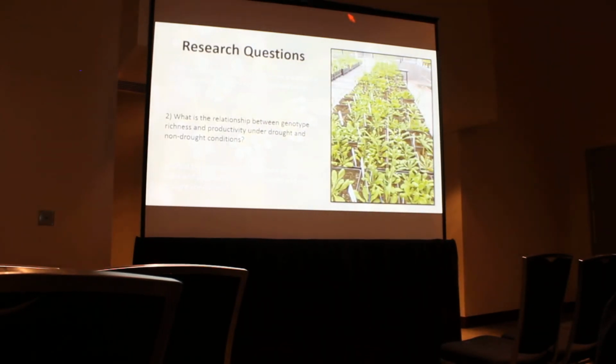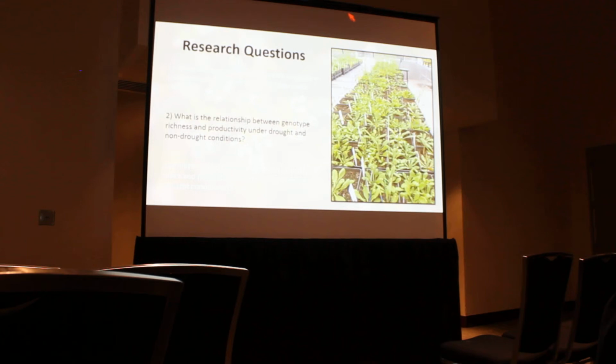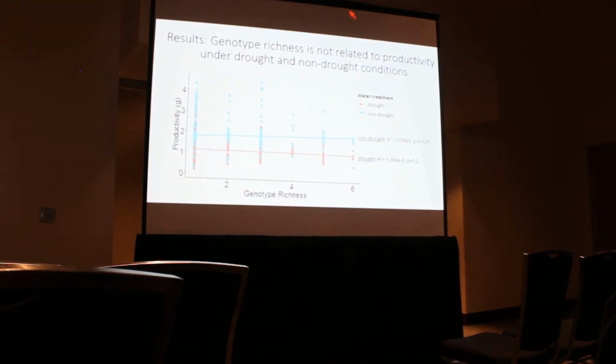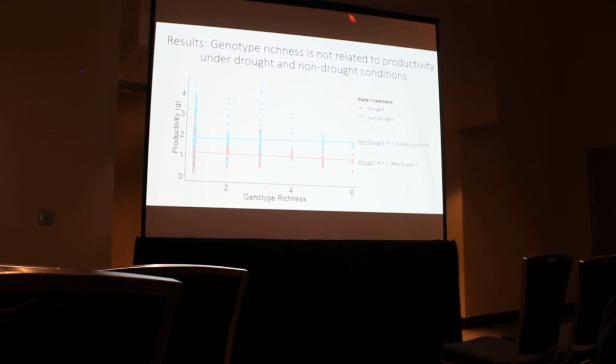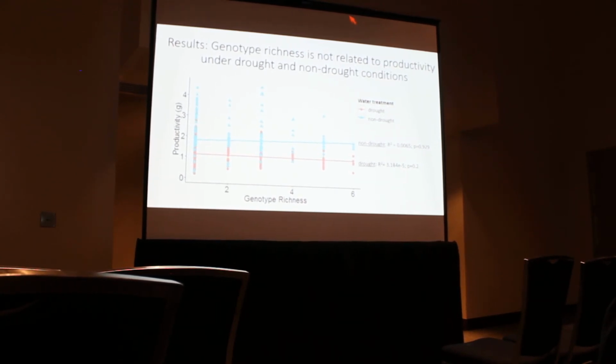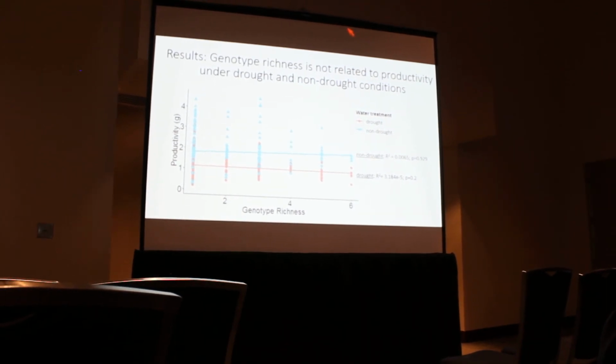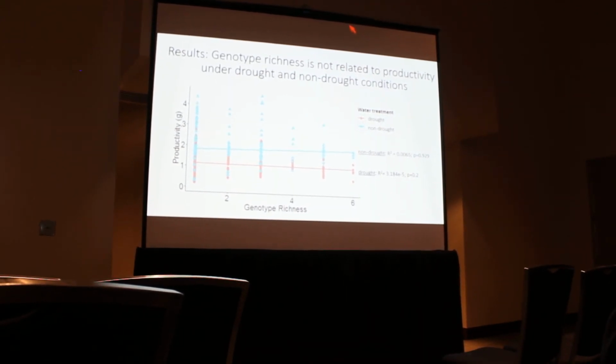So when thinking about the relationship between genotype richness and productivity, what did we find? Overall, when you look at genotype richness on the x-axis and productivity on the y-axis, we did not see a significant relationship between the two, both in drought and non-drought conditions.